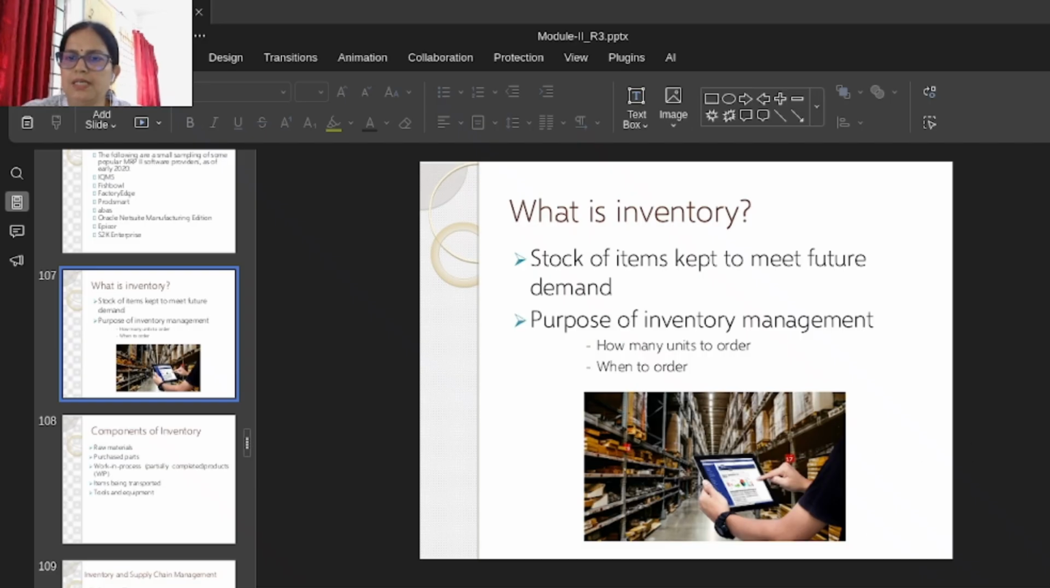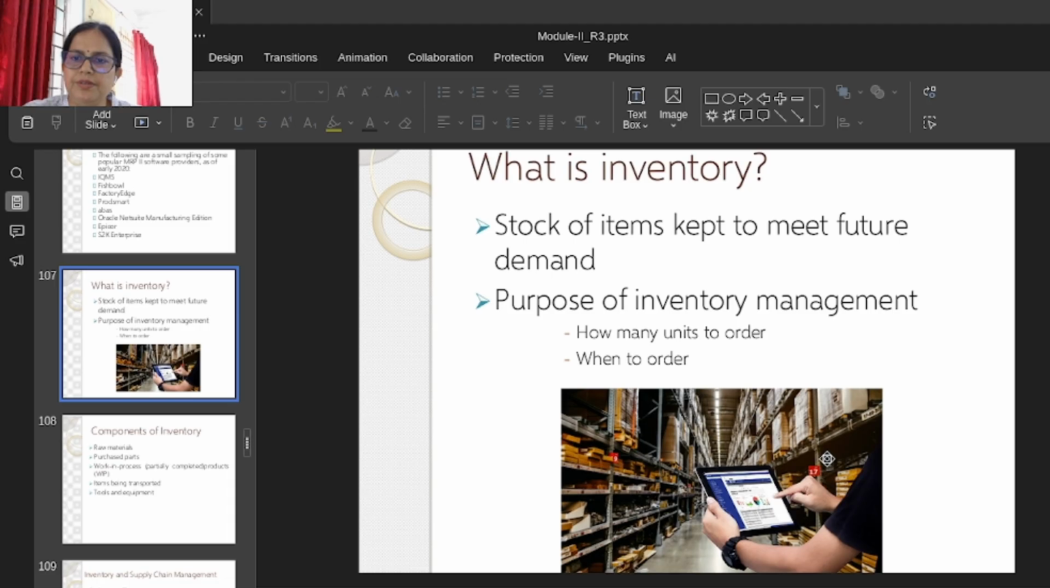Everyone. Today in this class we are going to discuss inventory management. What is inventory management? Inventory is nothing but the stock of items we keep in hand to meet the future demand. The stock of items kept to meet the future demand is called the inventory.